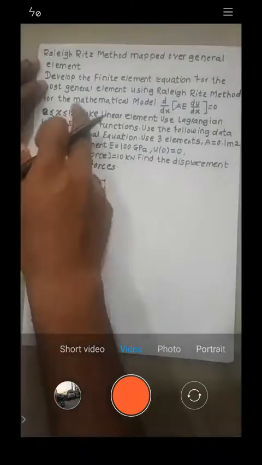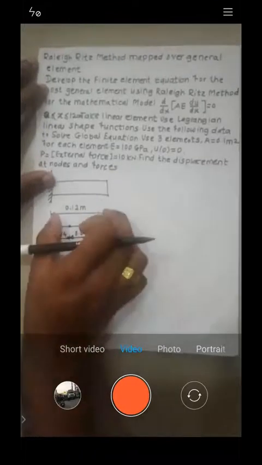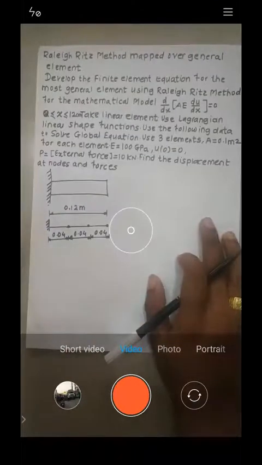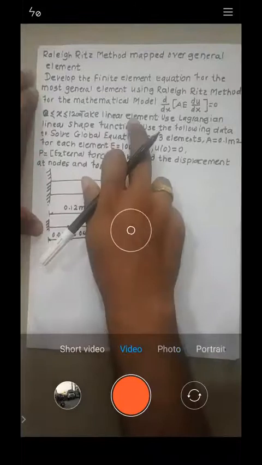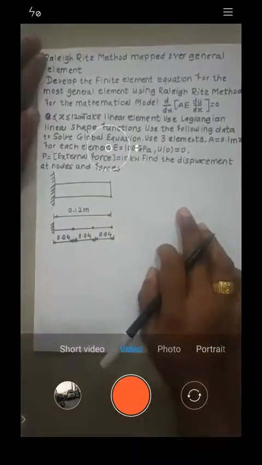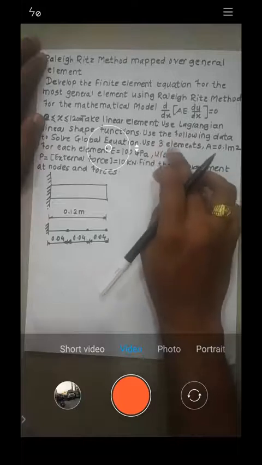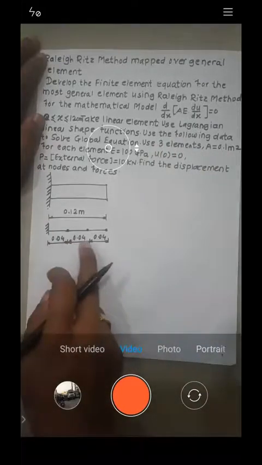That is 12 centimeter. At this point x is 0 and at this point x is 12. That means what is the length? It's 12 centimeter, right? Take linear element, I will let you know what that is. Use Lagrangian linear shape function, that again I will let you know. Use the following data to solve the global equation. Use 3 elements, so I have taken these as the 3 elements.